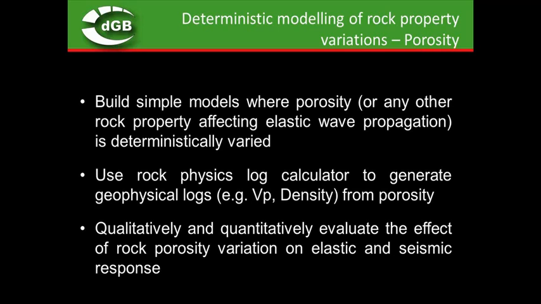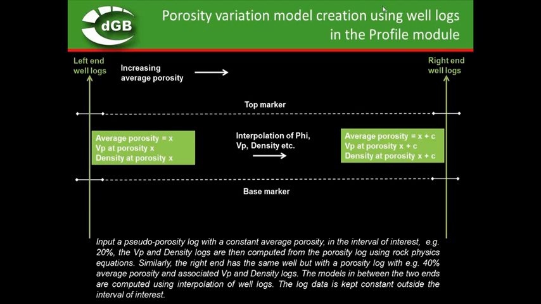So the porosity variation modeling workflow is very much similar to the already described fluid replacement modeling workflow. The model here has a left end with a scaled porosity log such that the average porosity in the interval of interest is a user-defined number, let's say 20%, for example. And the elastic rock properties, i.e. the VP, VS, and density logs, are computed from porosity using rock physics equations.